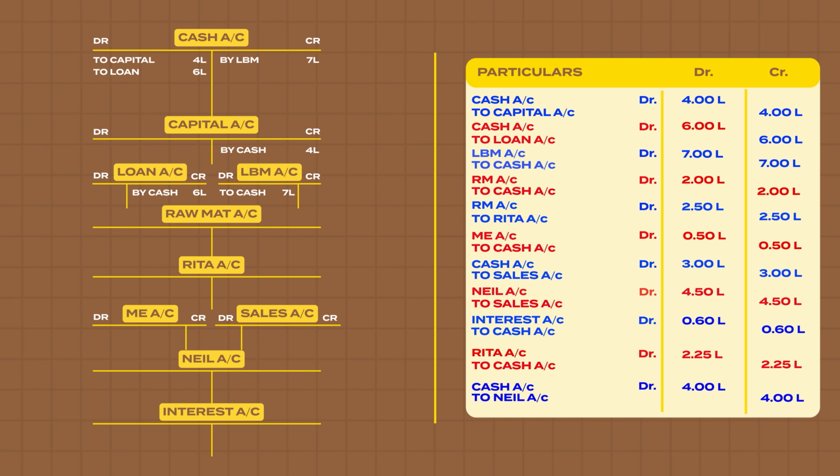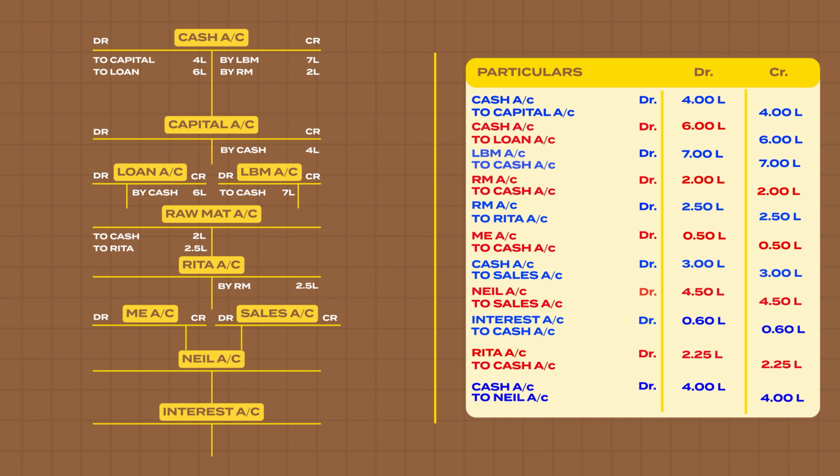Next transaction is raw material account debit to cash 200,000. In raw material account debit side to cash 200,000, cash account on the credit side by raw materials 200,000. Next one is raw material account debit to Rita. So in raw materials debit side to Rita 2.5. In Rita's account on the credit side by raw materials 2.5.